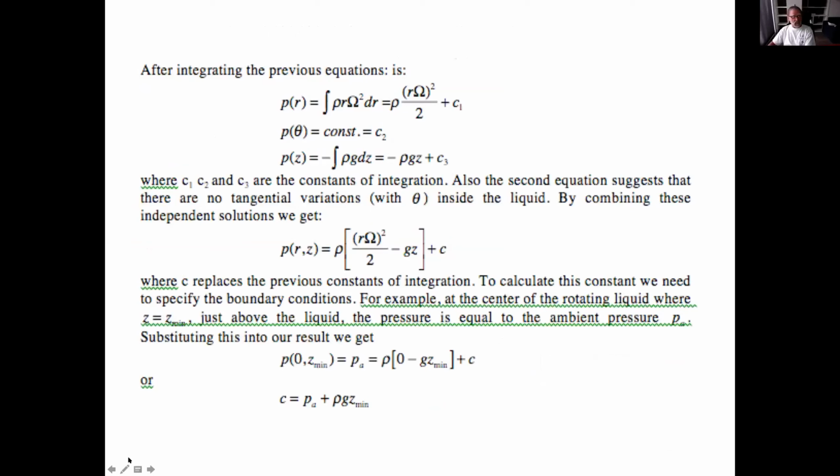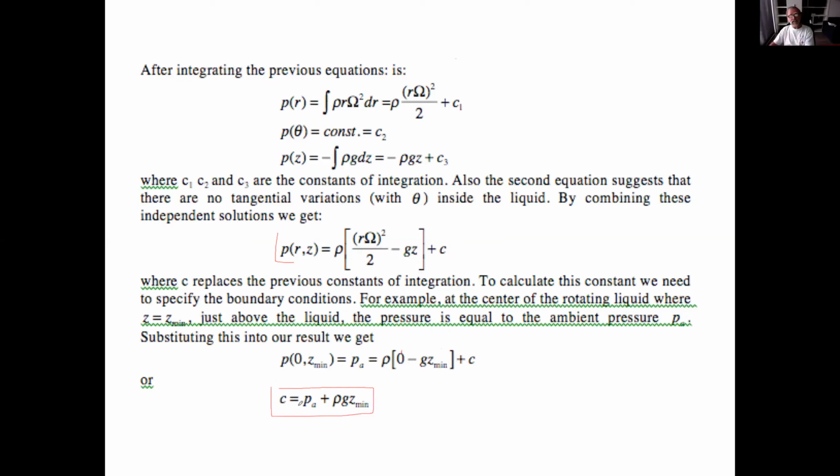Okay, the boundary condition is that at Z equals Z minimum, pressure is equal to P_A. We put that condition into this equation, okay? So P at r equals 0, which is the center, and at Z equals Z minimum, equals that. And then we plug in the coordinates. r is 0, so this term becomes 0. This is 0 because of that. And then minus g Z, and Z becomes Z minimum. We still have the C from here. Algebra, we find out this is C.